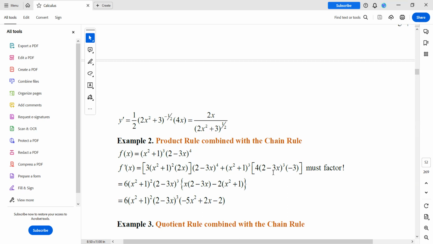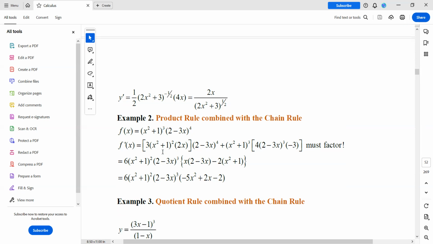This is a must factor. Then you're going to have 6 open bracket x squared plus 1 close bracket squared, open bracket 2 minus 3x close bracket cubed, open bracket you have x open bracket 2 minus 3x close bracket, you have minus 2 open bracket x squared plus 1. So you're going to have 6 open bracket x squared plus 1 close bracket squared, open bracket 2 minus 3x close bracket cubed, open bracket minus 5x squared plus 2x minus 2. So this is basically how you find product rule combined with chain rule.